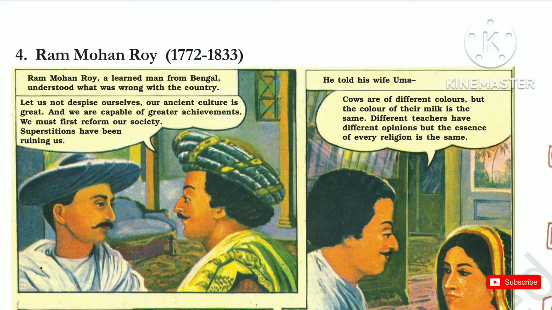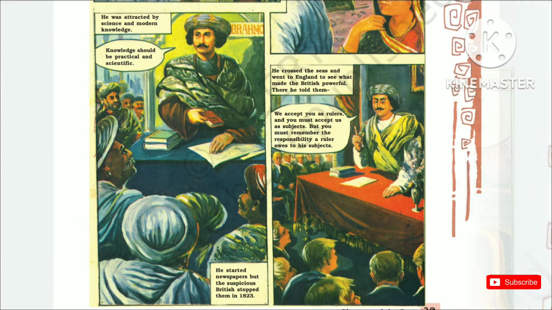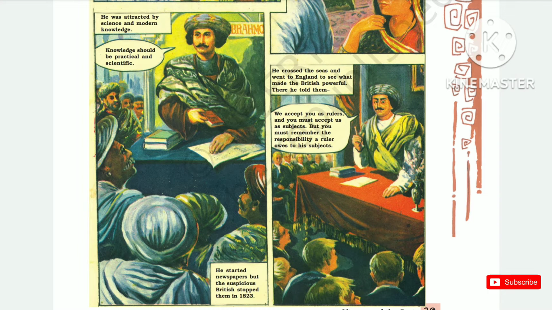He told his wife Uma, cows are of different colors, but the color of their milk is the same. Different teachers have different opinions, but the essence of every religion is the same. He was attracted by science and modern knowledge. Knowledge should be practical and scientific.